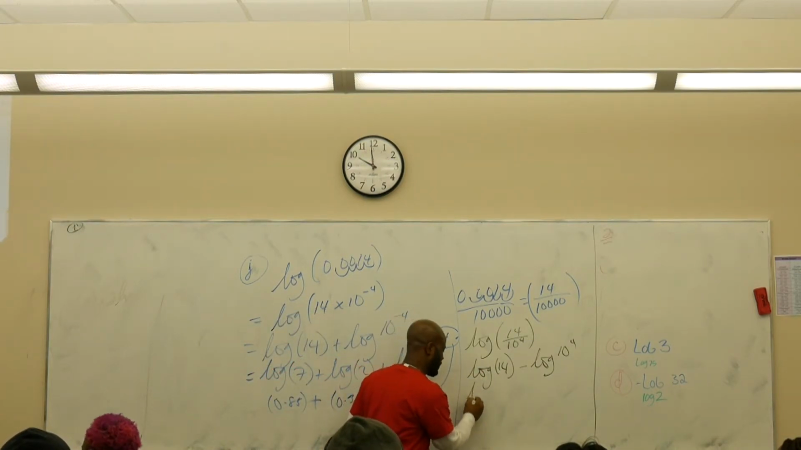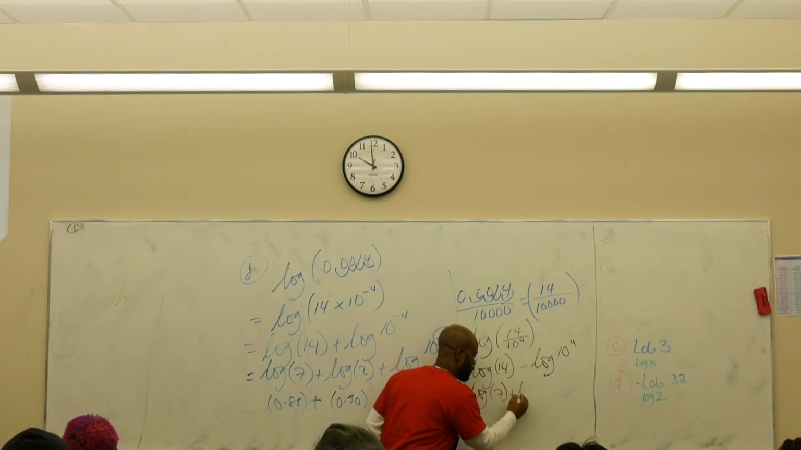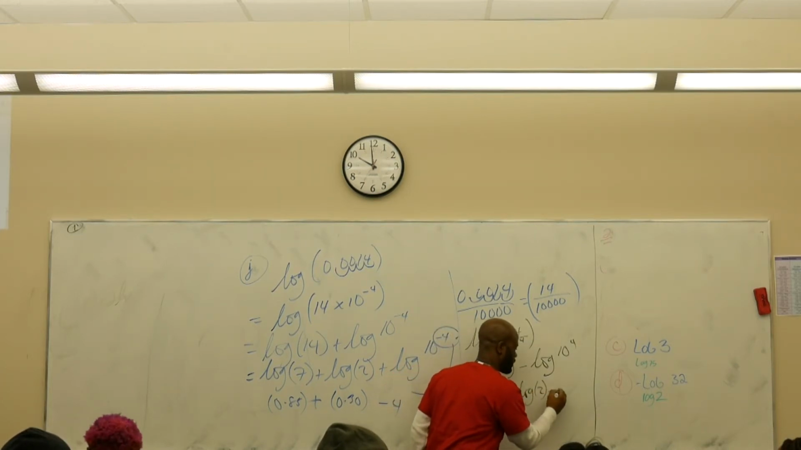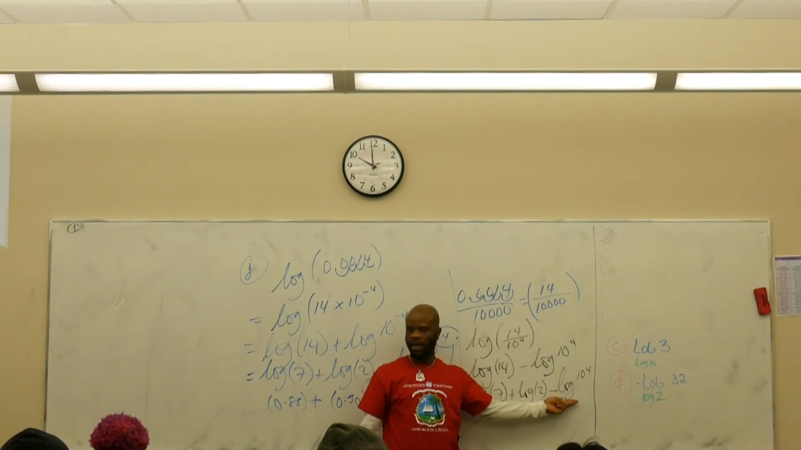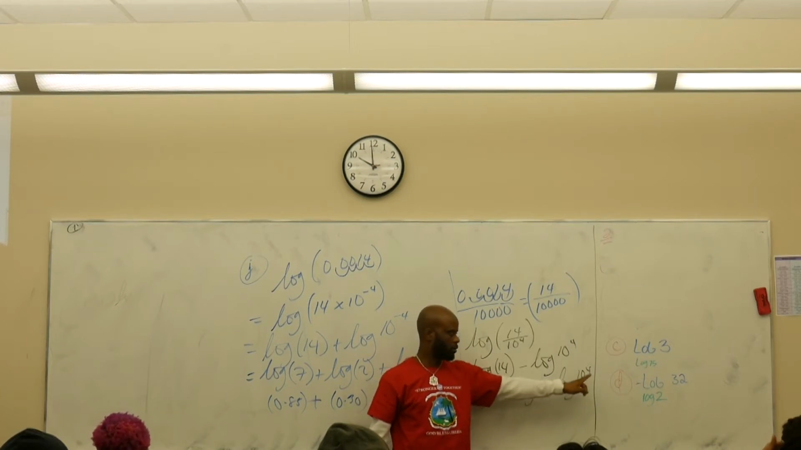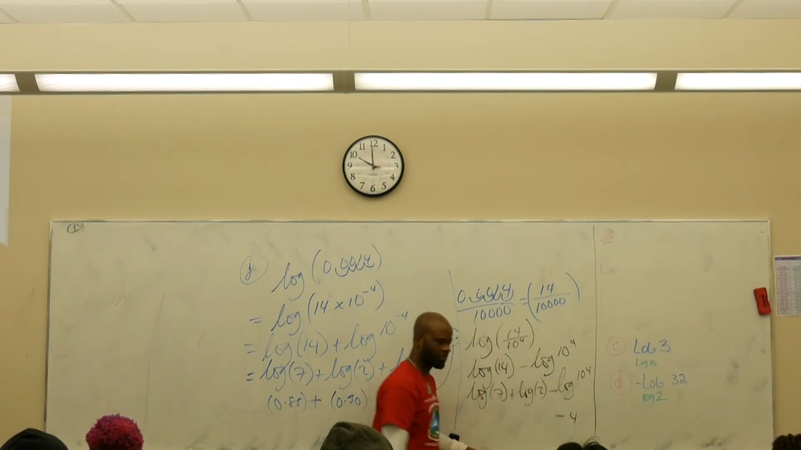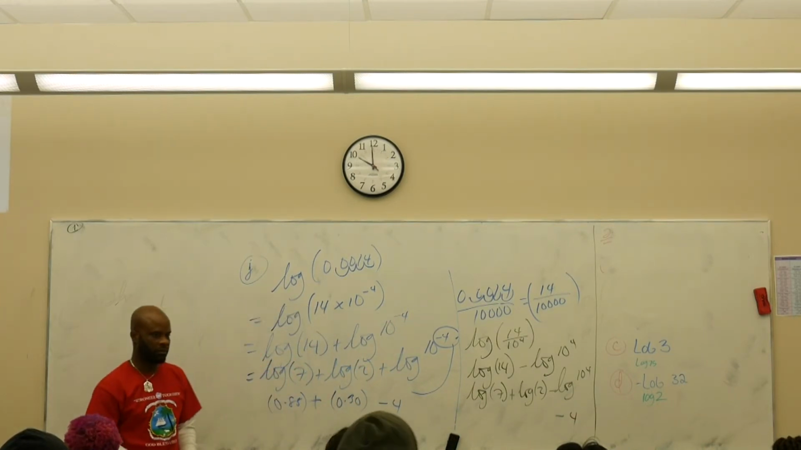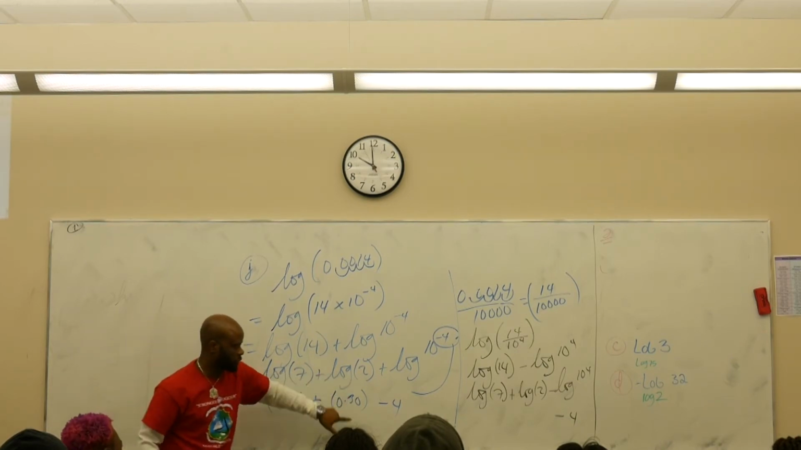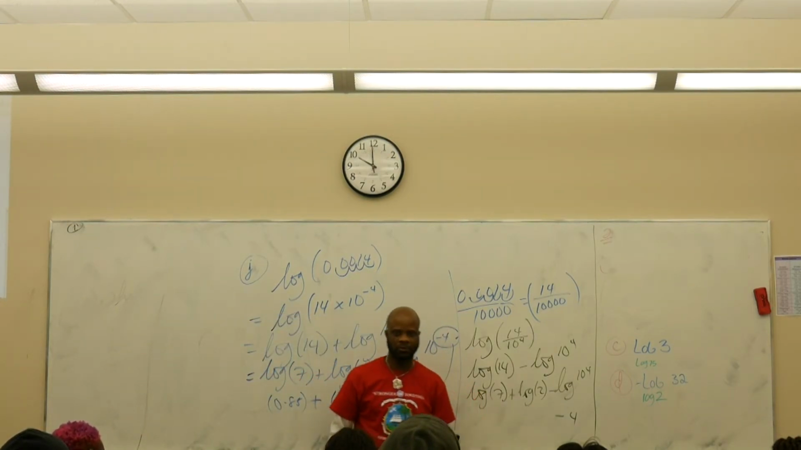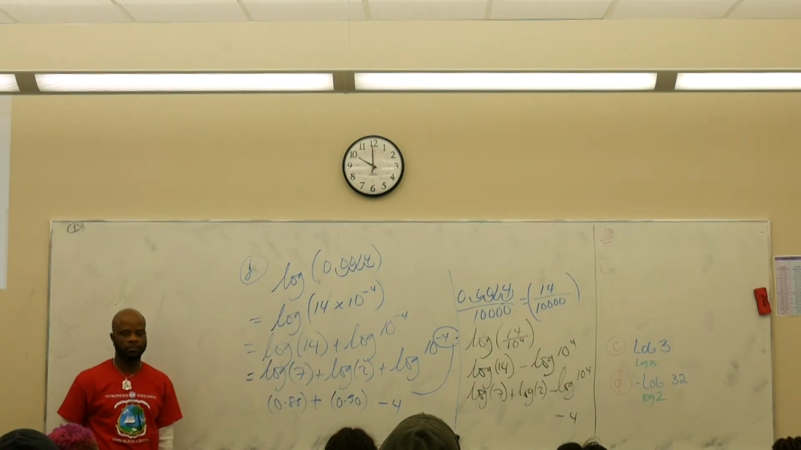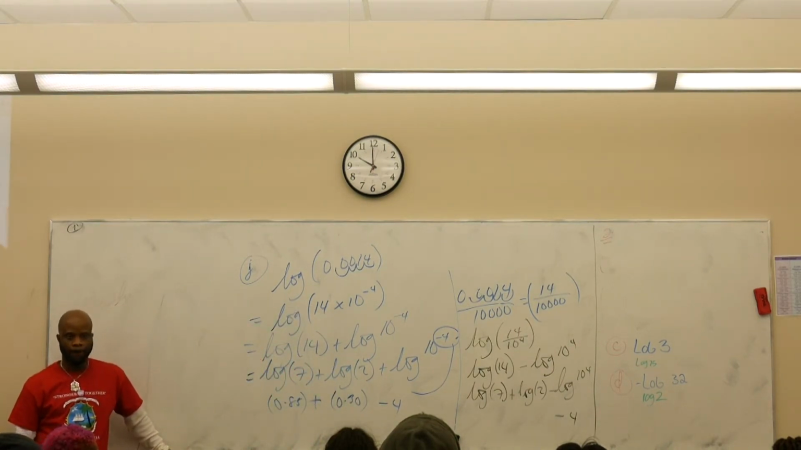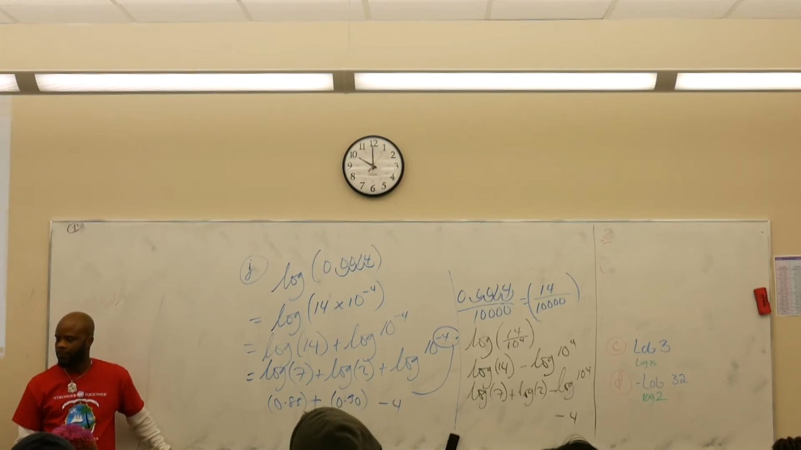The log of 14 is just the log of 7 plus the log of 2, minus the log of 10 to the positive 4. Well, what's the value of log base 10 to the 4th? 4. Again, I have a minus 4. See that? And I have these two values just from right here. Same thing. 7 plus 2 minus 4. Questions?